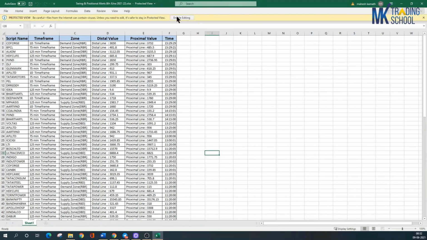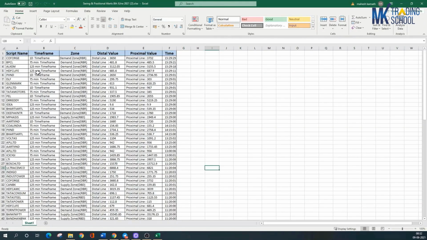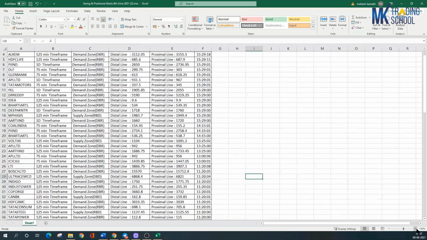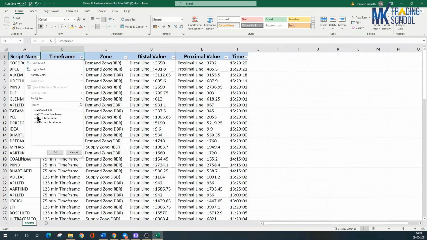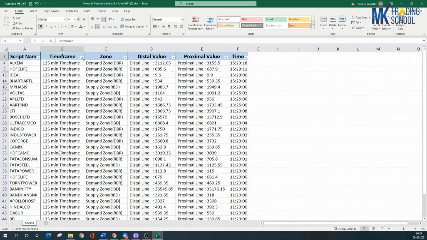So over here you have all the alerts that were created, starting from a 75-minute time frame going up to the monthly time frame. So here you can filter out whatever alerts you require. Suppose you are a trader who trades only a 125-minute time frame. So you put a filter. Let's filter only for 125-minute time frame zones. So now I have a list of only 125-minute time frame zones that were created on the day.